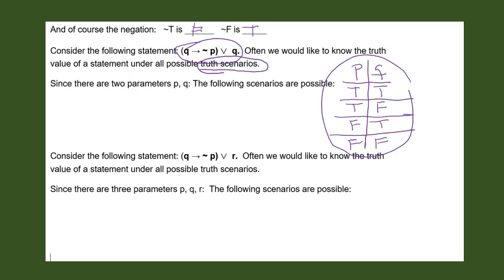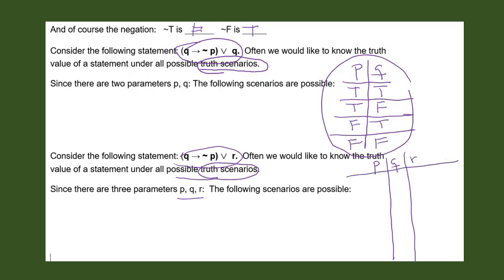Look at the next example. Consider the statement given here. Once again, we'd like to know when that statement is true or false under all possible truth scenarios. Now here we're working with three parameters, so the following scenarios that are possible are given here. So we're working with P, Q, and R. Well, there's a whole lot of them. All of them could be true. P and Q could be true.